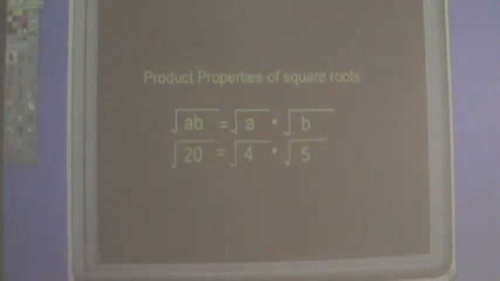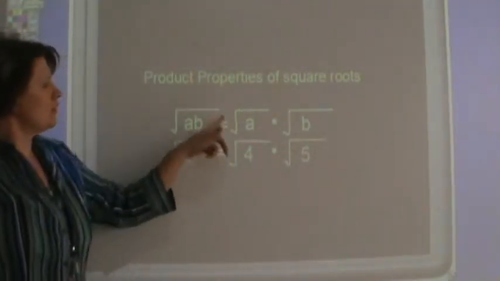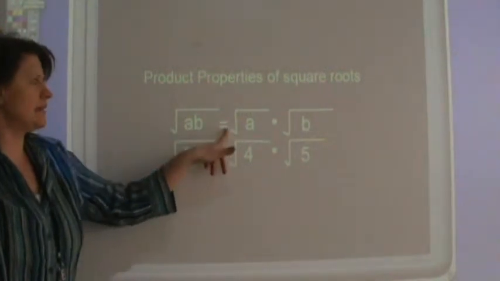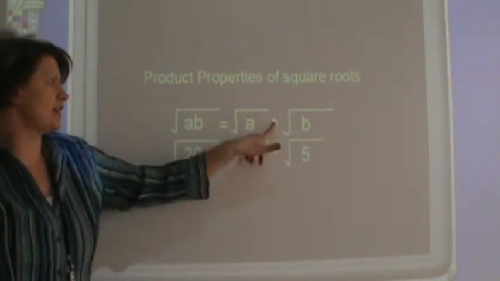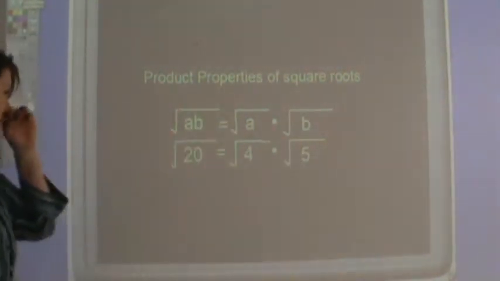Product property of square roots. It says the square root of a times b is the same as the square root of a times the square root of b. Okay, so why would we want to do that?